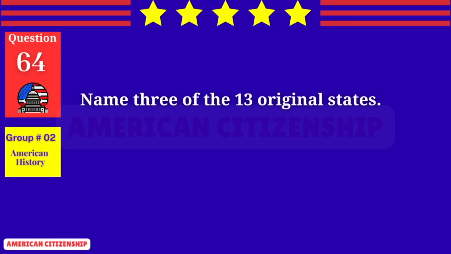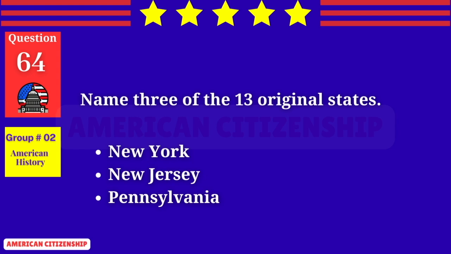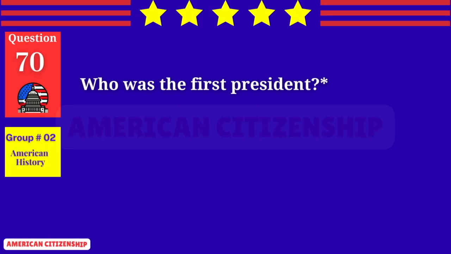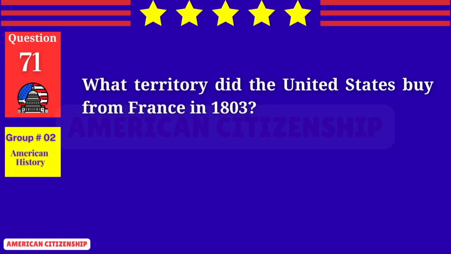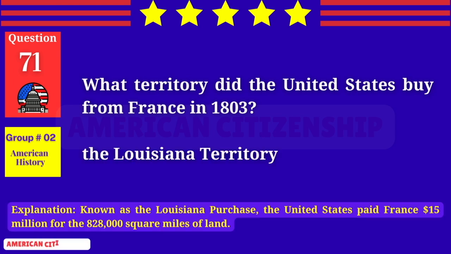Name three of the 13 original states. New York, New Jersey, Pennsylvania. Who was the first president? George Washington. What territory did the United States buy from France in 1803? The Louisiana Territory.